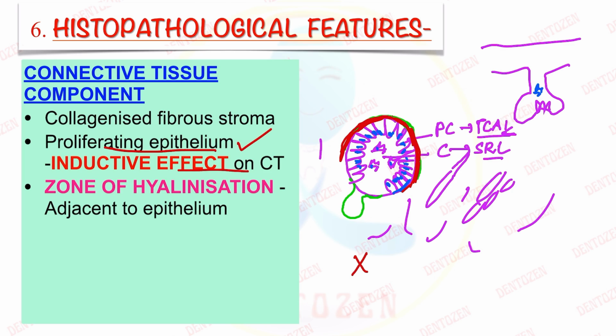Connective tissue is not able to respond back, so there is no formation of odontoblast. Dentin blockade happens, because of which there is a zone of hyalinization. So that can be your viva question.